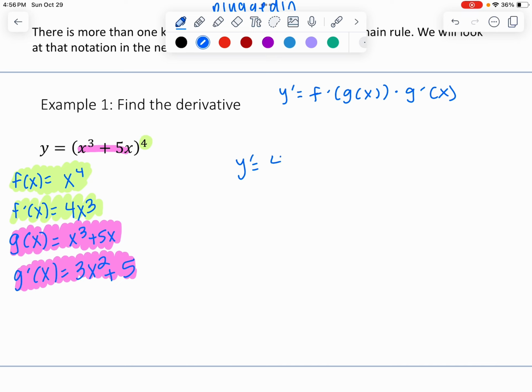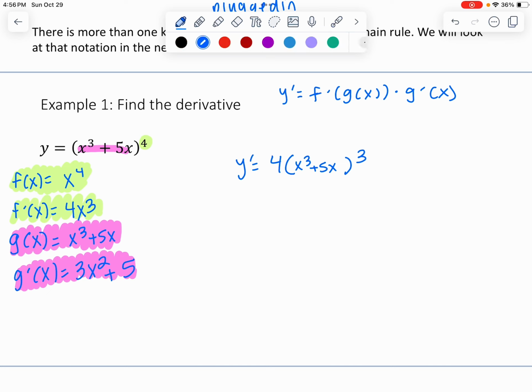So I'm going to write 4 blank cubed. And then instead of putting an x in there, what this notation is saying is put a g in there instead. And so I'm going to say x cubed plus 5x. And so essentially, it's kind of the exact same thing as we had before. I'm just moving that 4 out in front and reducing this by 3.